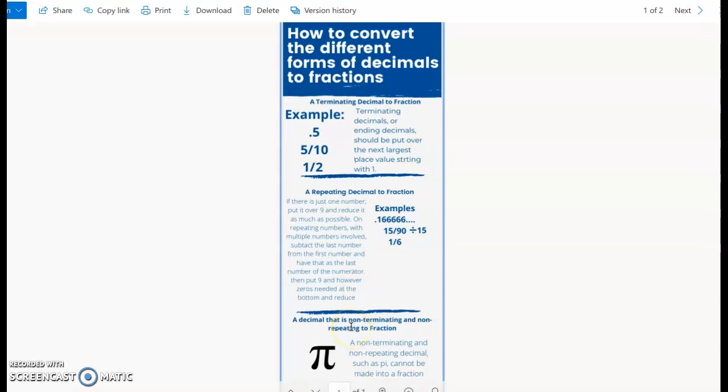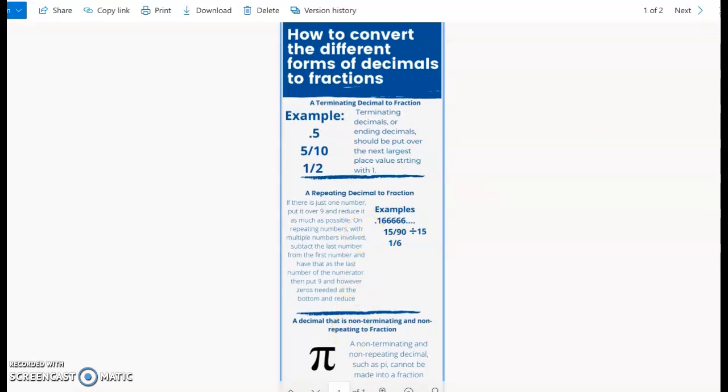And finally, a decimal that is non-terminating and non-repeating to a fraction. So non-terminating and non-repeating decimals, such as pi, cannot become a fraction. So if you were needing to multiply, then you would just take it, usually it's to the 100th, sometimes even the 1000th. So with pi, it would be 3.14. And that's the different ways that you convert decimals to fractions.